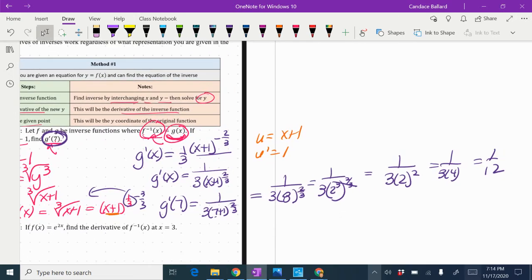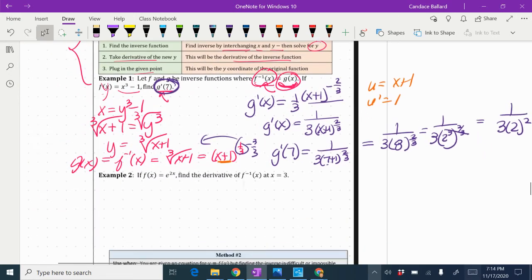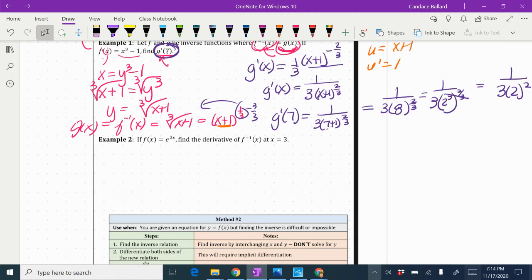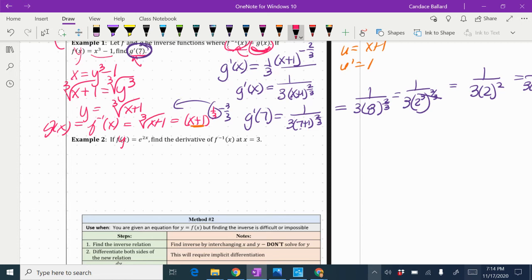All right, we're going to do one more here. So we're going to look at example 2. We're going to use the same method, okay? So I am going to start by swapping my x and my y. So my y right now is this. So I'm going to say that I have x equals e to the 2y. I need to solve for y.